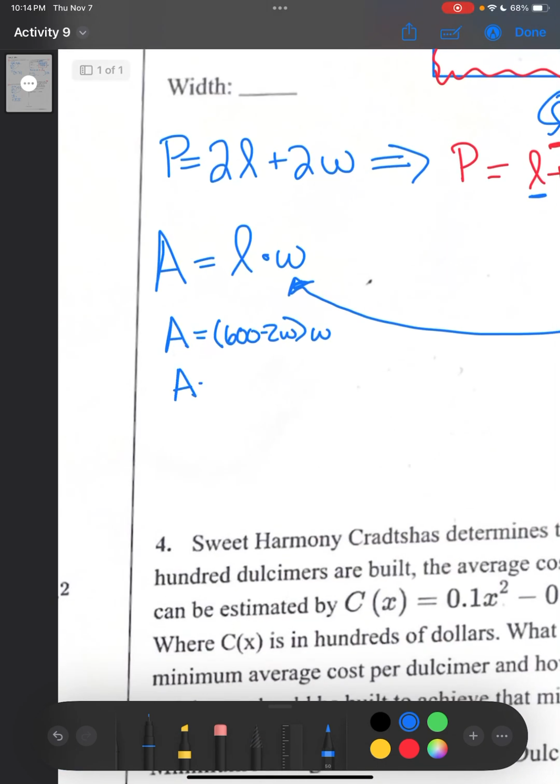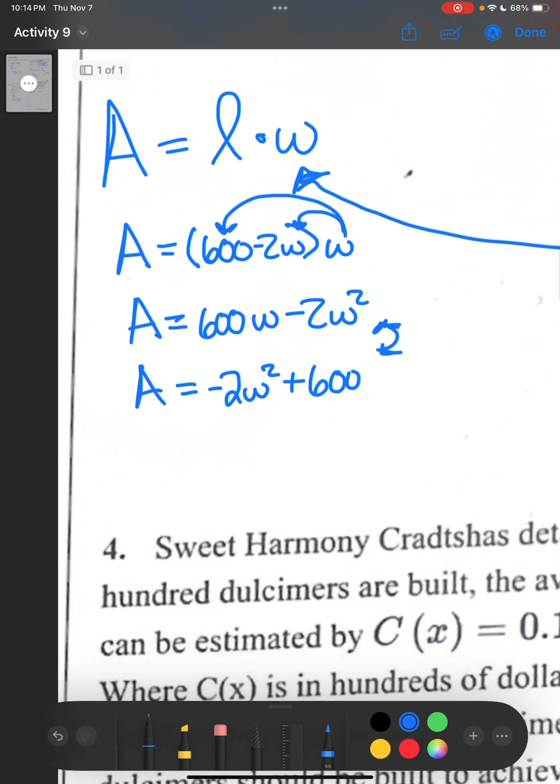Now, our area, we're going to distribute all that. We have a 600W minus 2W squared. That's by timesing W to both of these, right? It's simpler to see here, we're going to just switch these up. This still equals the same thing. These are the same thing. We just switched where our negative 2W squared is, right?